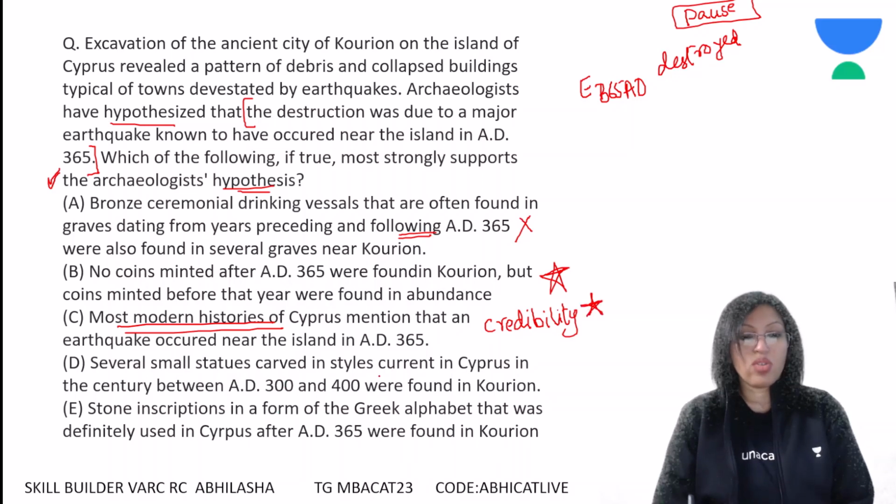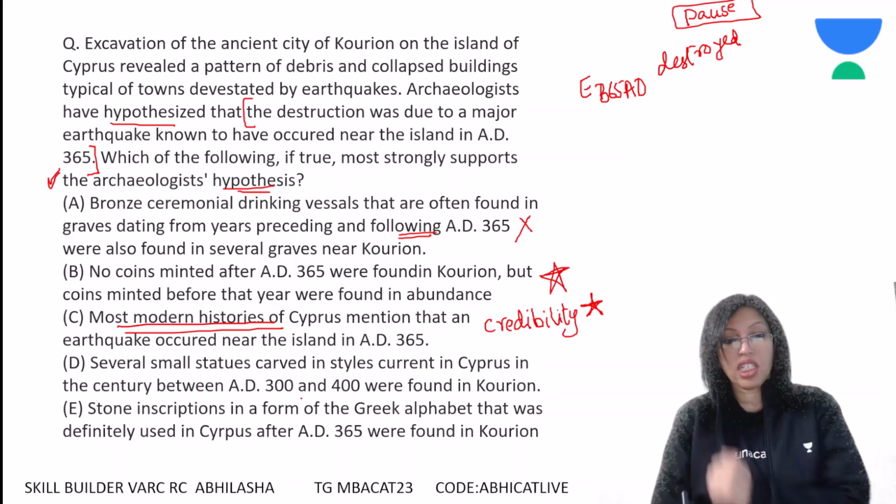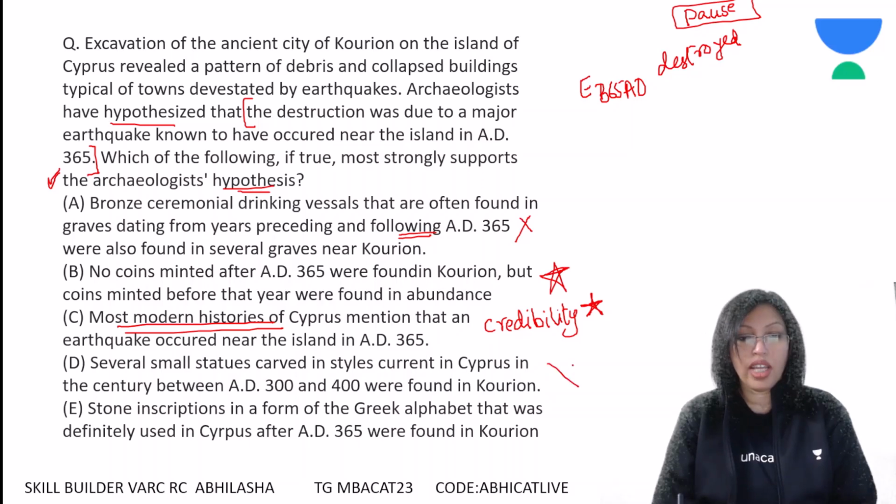Several small statues carved in styles current in Cyprus in AD 300 and 400 were found in Kurion. That means statues after 365 were also found, so this will not help. I'll eliminate.